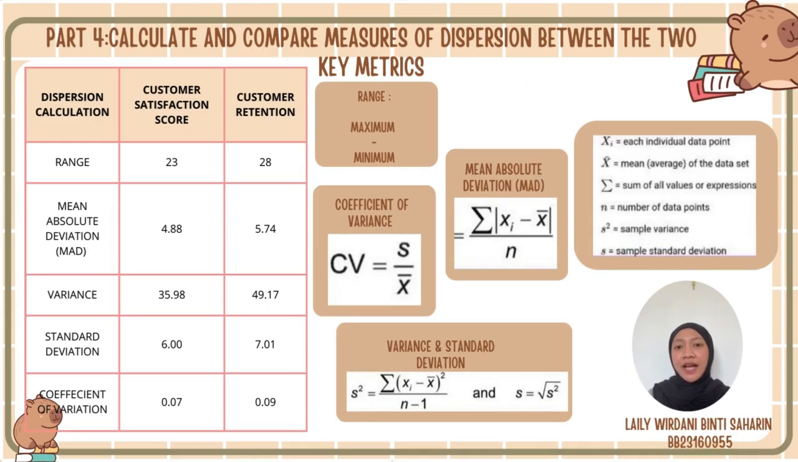First, the range tells us the spread of values. Customer satisfaction has a range of 23, while customer retention has a slightly higher range of 28, showing greater variation in retention. Next, we look at the mean absolute deviation, which measures the average distance from the mean. Retention again shows more variation with a value of 5.74 compared to 4.88 for satisfaction.